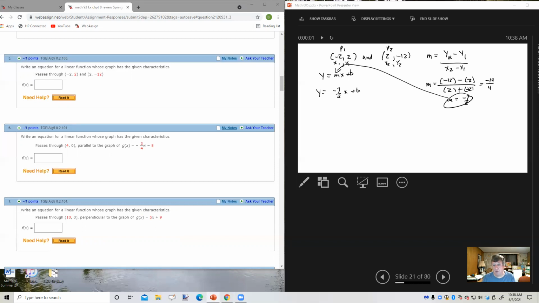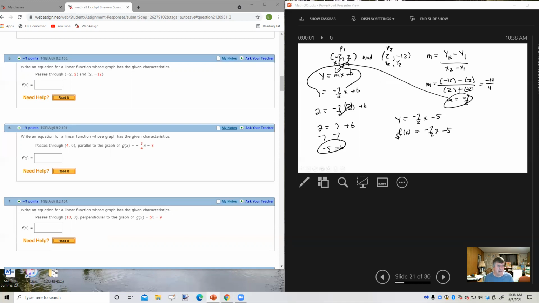Then we're going to use either one of these ordered pairs to determine b. I'll use this one. So x is -2 and y is 2. So 2 equals -7/2 times -2 plus b. 2 equals, that's going to be what? 7 plus b. Subtract 7. -5 equals b. So we've got the slope and the y-intercept. y equals -7/2 x minus 5. And it says f of x equals -7/2 x minus 5.